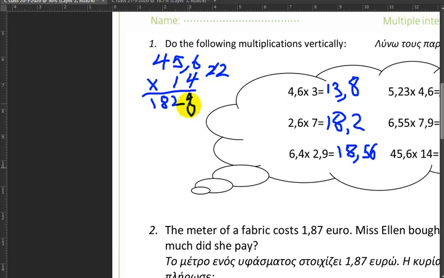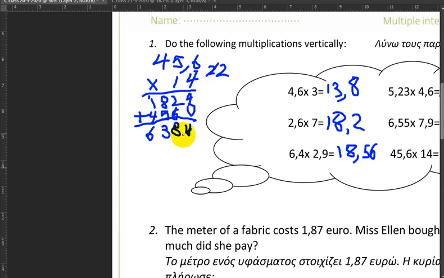0 κάτω τις μονάδες. Μία φορά το 6, 6. Μία φορά το 5, 5. Μία φορά το 4, 4. Προσθέτω. 4 και 0, 4. 6 και 2, 8. 8 και 5, 13. Γράφω 3, κρατάω 1. 1 και 1 και 4 κάνει 6.